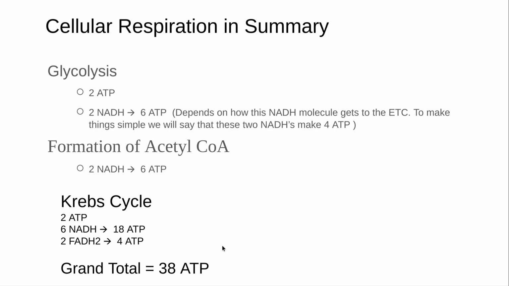This is in an ideal state. It's not always 38. Sometimes you have less, sometimes you have even less. So 38 is the maximum amount of ATP molecules you can produce per glucose molecule. Sometimes people estimate it at 32 because they say there's no NADH produced in this step, but ideally this is what you might expect.